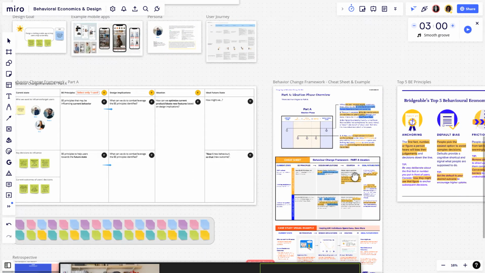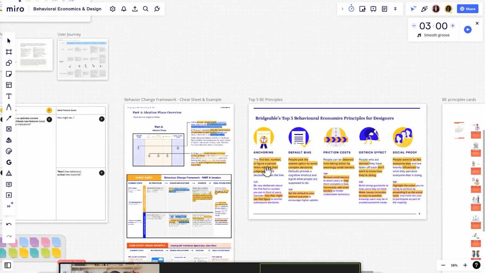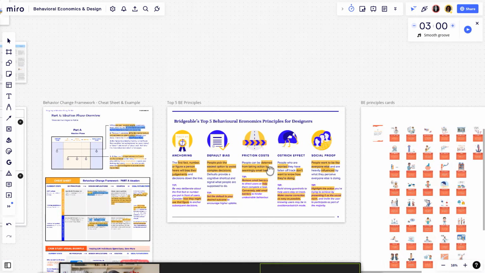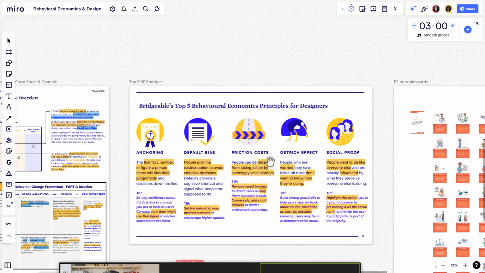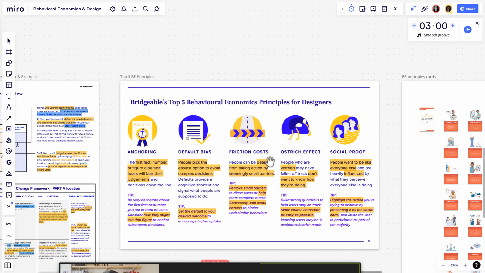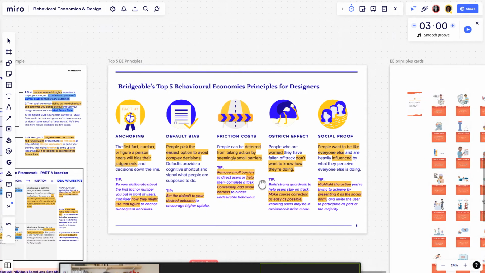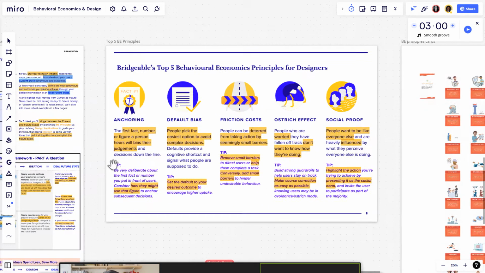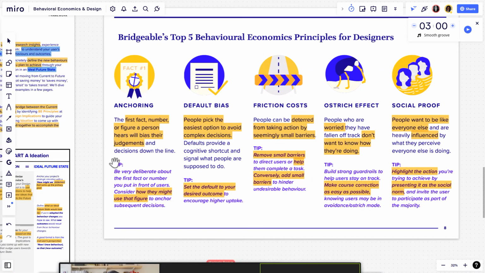So before we go into the exercise itself, I wanted to introduce you to some key behavioral economics principles for designers. These are the top 5 most common principles. And one of them is anchoring. So the first fact, number, or figure a person hears will bias their judgment and decisions down the line. So we need to then take this into account on what information we present first to users because that can create anchoring in them.